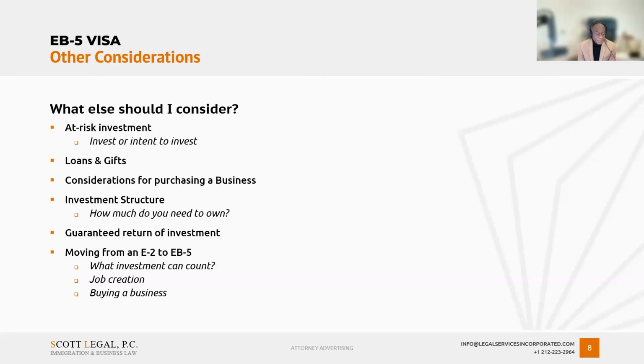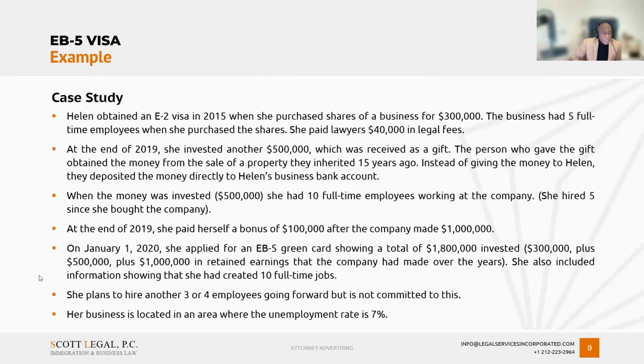I think we talked already about moving from E2 to EB-5, in terms of the source of funds being different. You can't use buying a business as a source for this. And the job creation for E2 is not specific, whereas the job creation for EB-5 is 10 full-time jobs. And we're going to go past the case study.